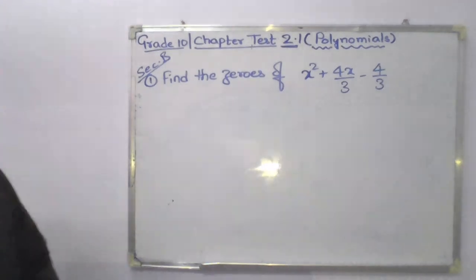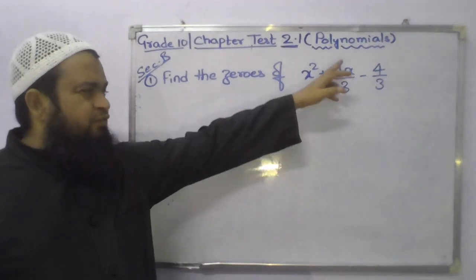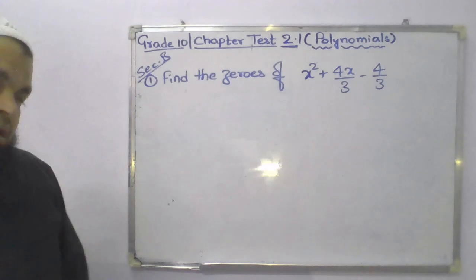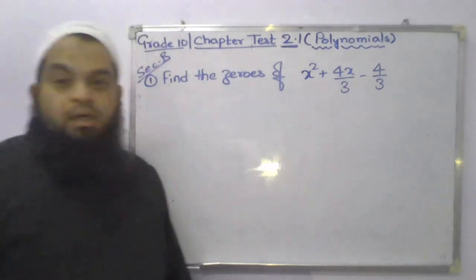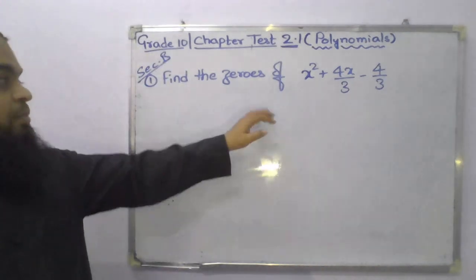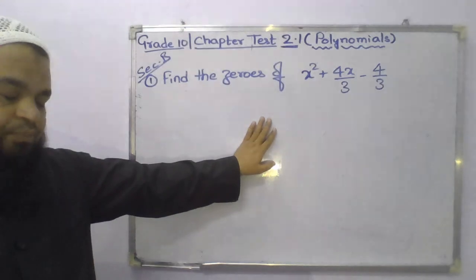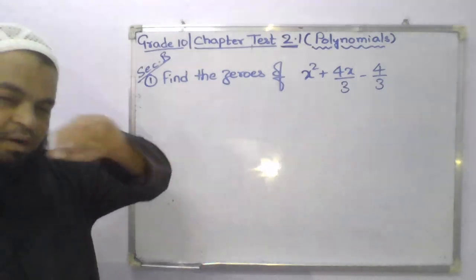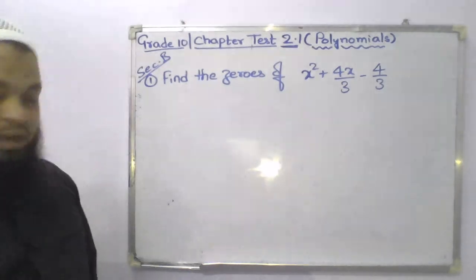So, find the zeros of x square plus 4x by 3 minus 5 by 3. It's a new kind of problem. So let us find out by splitting of middle terms. Okay, in polynomials we have splitting of middle terms, right? So we can do in that manner.